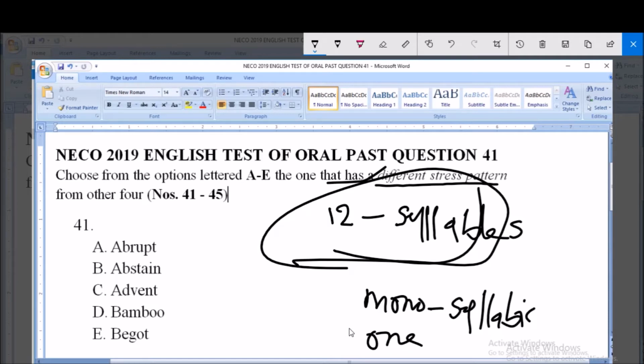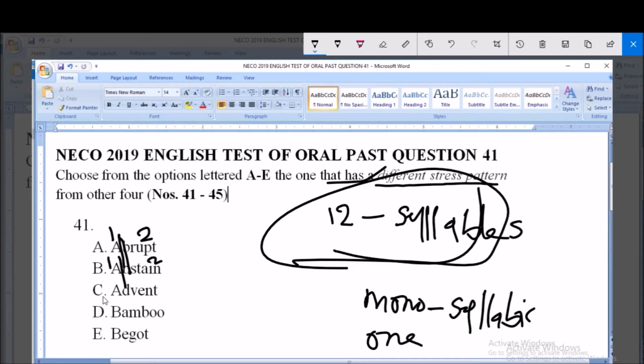So now I want to look out for a word among these options that takes its stress on a particular syllable. The option A is what we call abrupt. So we have two syllables here. This is one syllable, this is the second syllable. Then in the second word, abstain, we have one syllable, we have the second syllable here.